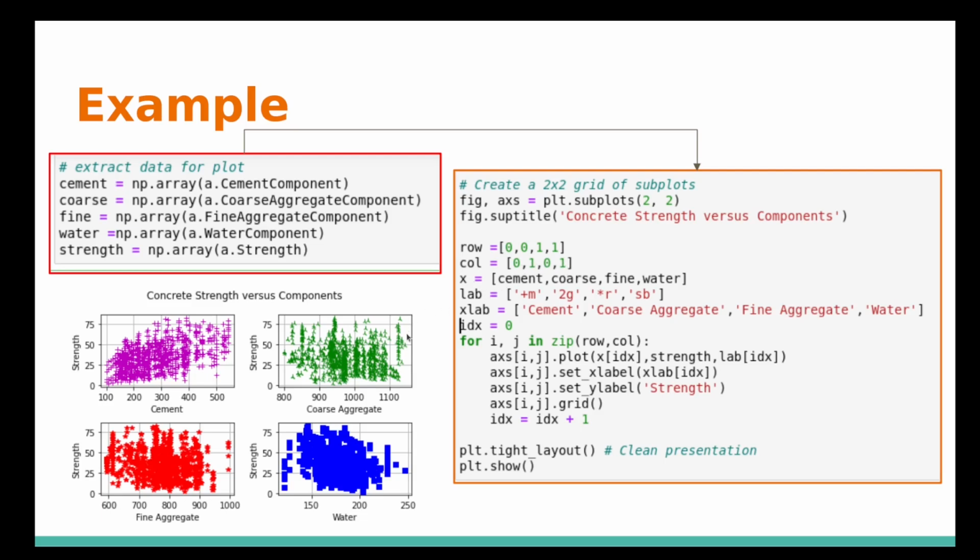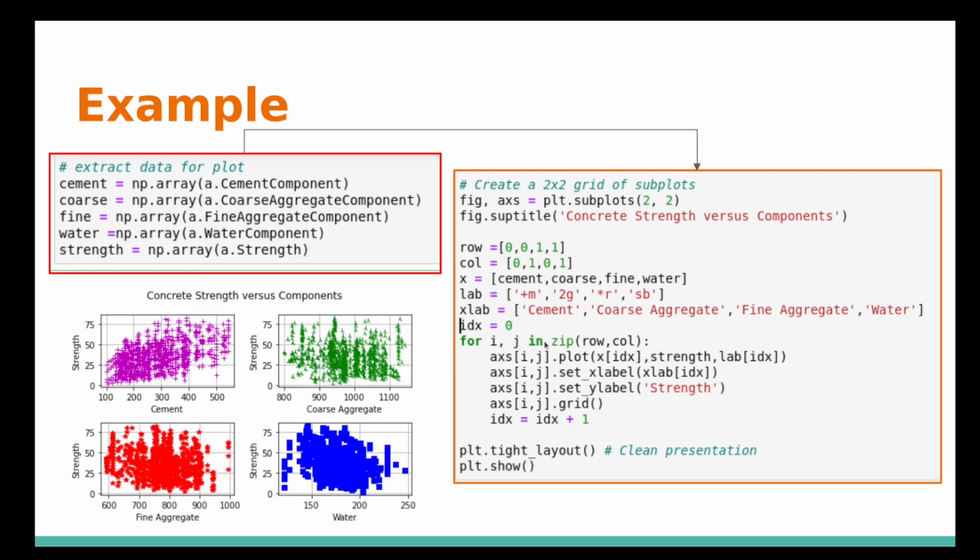My X values are going to be cement, coarse aggregate, fine aggregate, and water, which correspond to these 4 variables that I just created as numpy arrays. My labels are going to be plus magenta, 2 green (the 2 stands for this triangular shape object), then red stars, and then blue squares. So I have these 4 labels. XLab is going to be labeled cement, coarse aggregate, fine aggregate, and water. And then I have initialized an index to be 0.